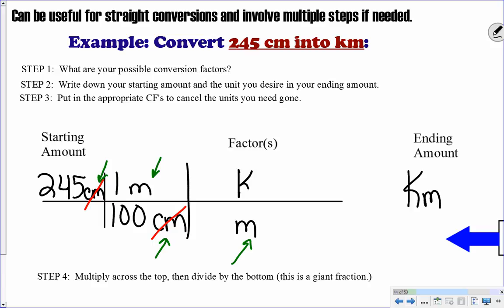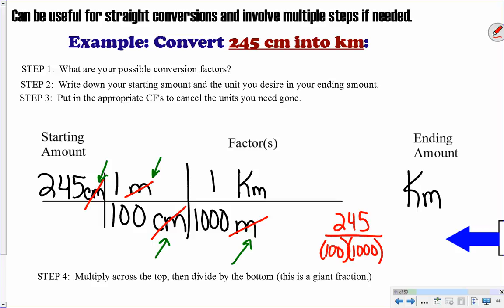And I know how meters and kilometers relate to each other. There are 1,000 meters in 1 kilometer. So now my meters are going to go away. I'm going to multiply across the top. So 245 times 1 times 1. It's pretty straightforward. So mathematically, I'm doing 245 divided by 100 times 1,000.